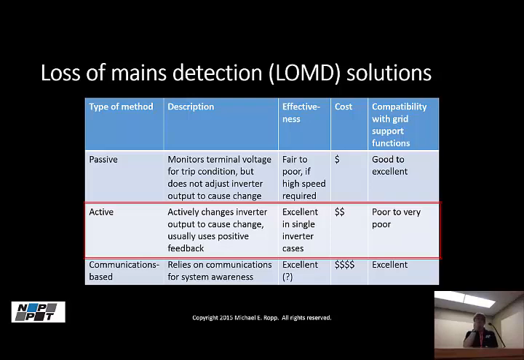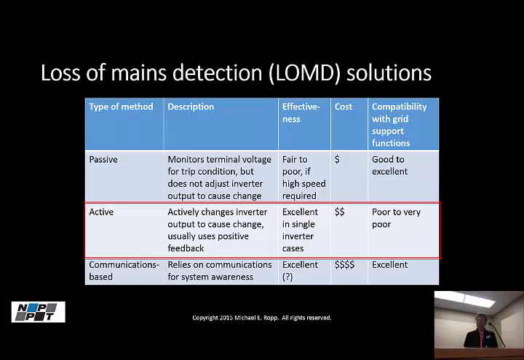The last category, the last row that's shown here, are these communications-based methods. Basically, we just have a comm signal from upstream on the system, from outside the island someplace, that is telling us what is going on, and then we just respond to it appropriately. The prototypical communications-based method is direct transfer trip. There's a comm link to the feeder breaker that says, I'm open, I'm closed. Simple enough.